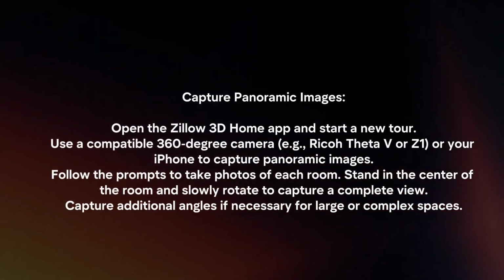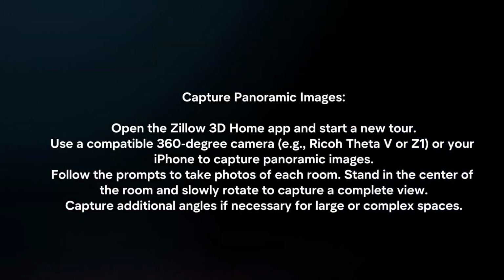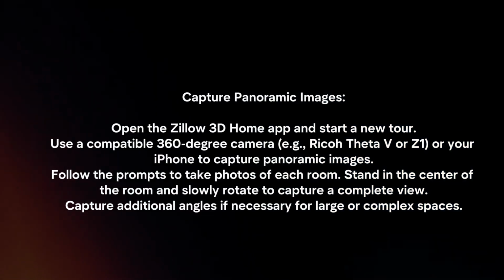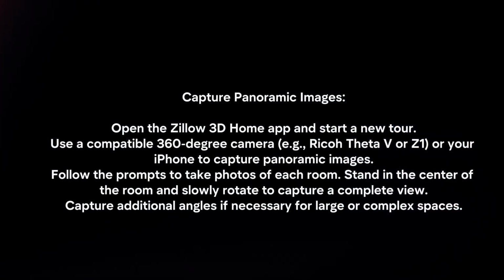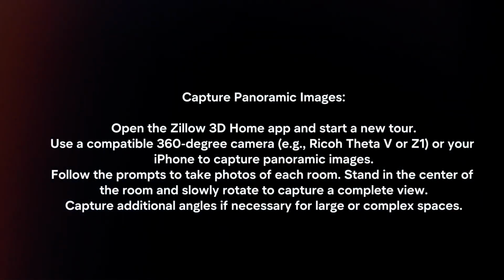Capture panoramic images. Open the Zillow 3D Home app and start a new tour. Use a compatible 360-degree camera or your iPhone to capture panoramic images. Follow the prompts to take photos of each room.